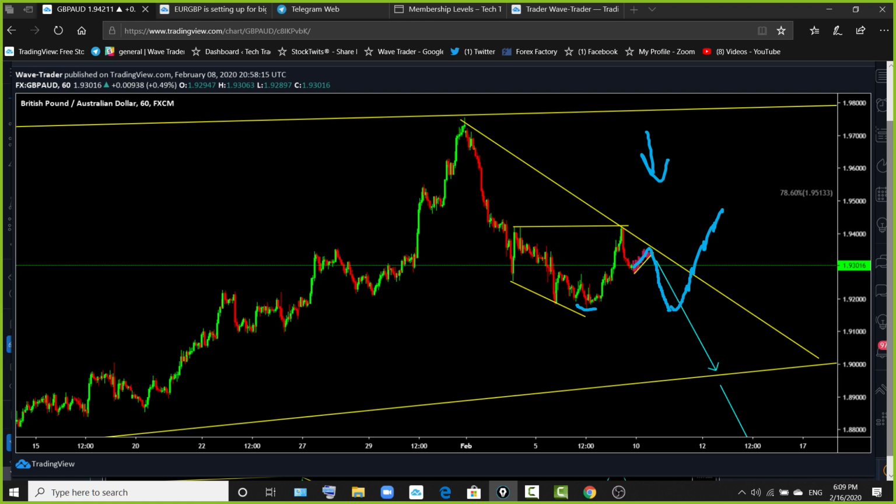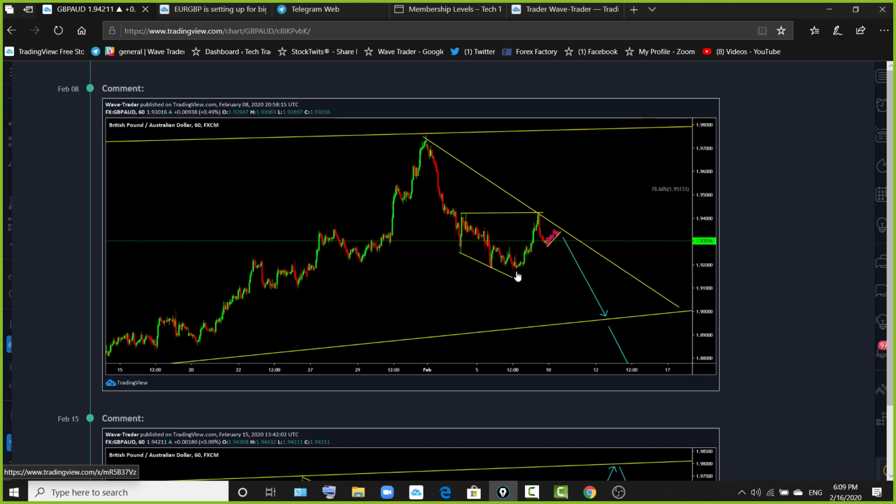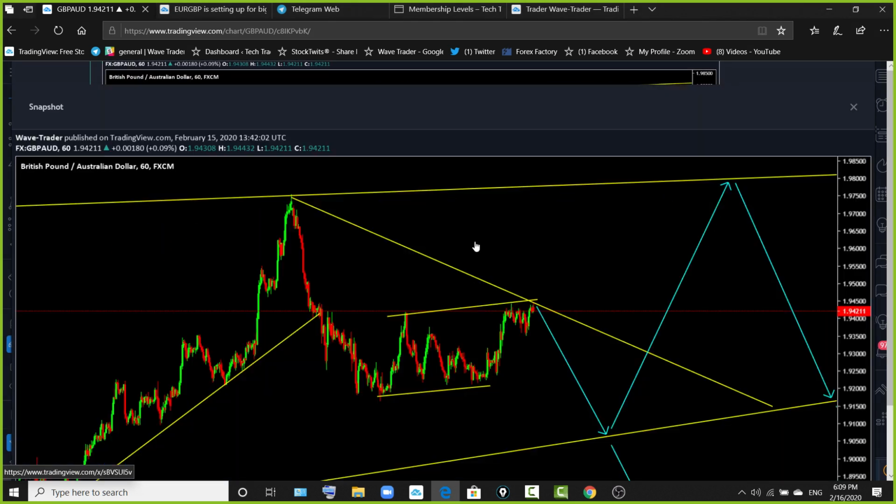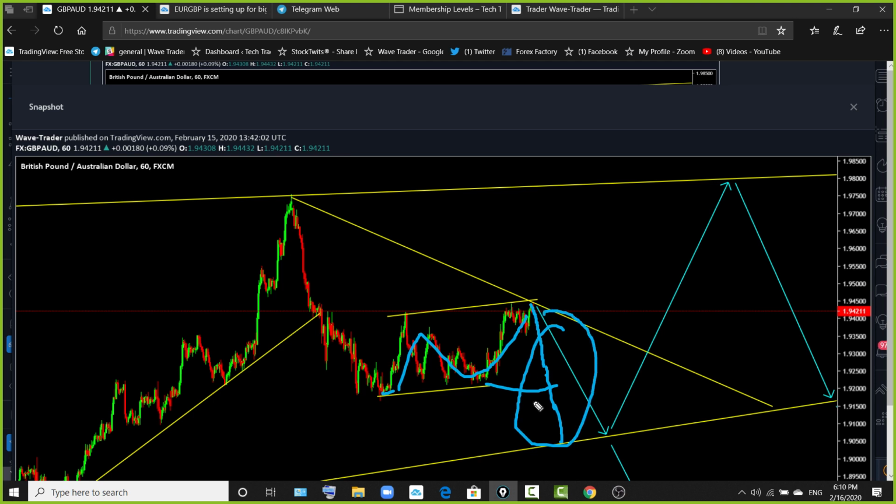For next week, the chart is very clear on the pound Australian dollar. You're looking for this move to happen: an aggressive sell back at that bottom, break that and continue to go lower. This ABC move continues lower for more downside on that trade.